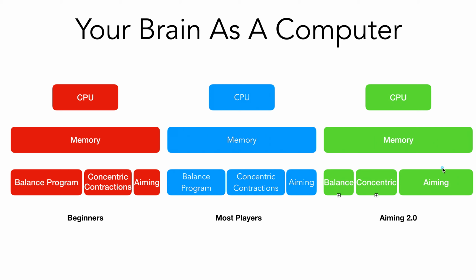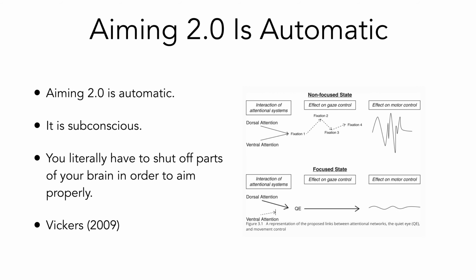Now, why is aiming 2.0 aiming 2.0? Why am I saying that if you just simply open up more memory available for aiming, then your aim is going to get better? The reason for that is because aiming 2.0 is automatic. Aiming in general is automatic. In fact, it's entirely subconscious. And you literally have to shut off parts of your brain in order to aim properly.